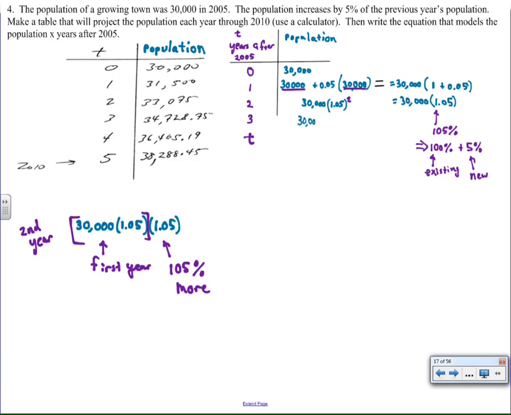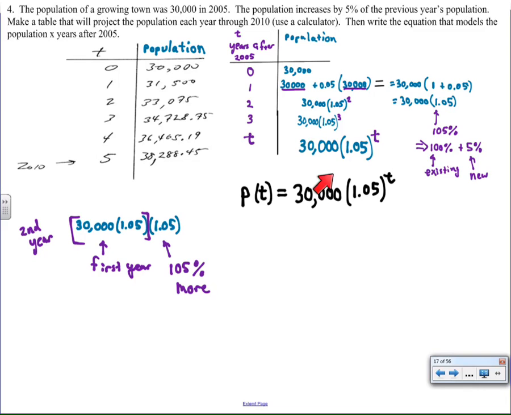Then in the third year, I'm going to take that population and multiply by another 1.05. So there's a total of three 1.05s, or 105%, being multiplied by the 30,000. Which means no matter what year I'm in, all I have to do is account for that many 105%s, multiply the result by the 30,000, and that'll give me my newest population for any number of years. And I can even go back in time here. I'll talk about that a little later.